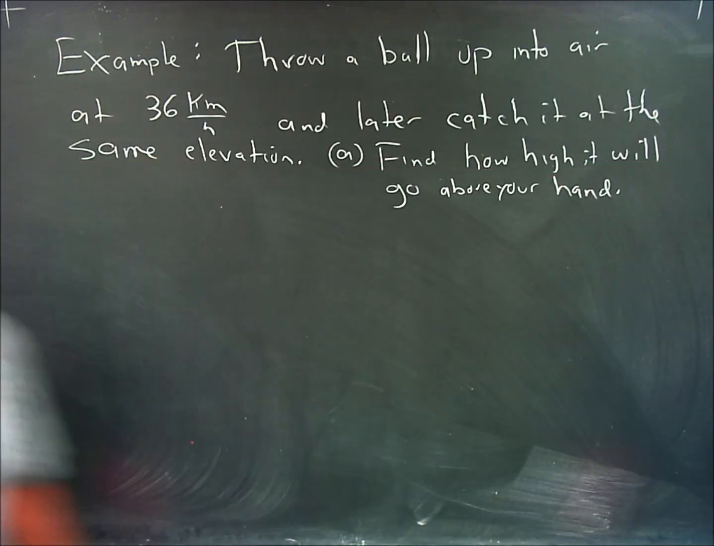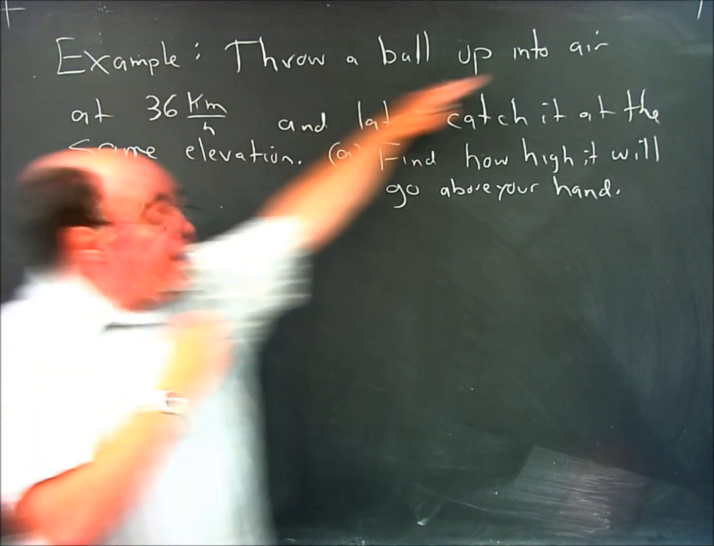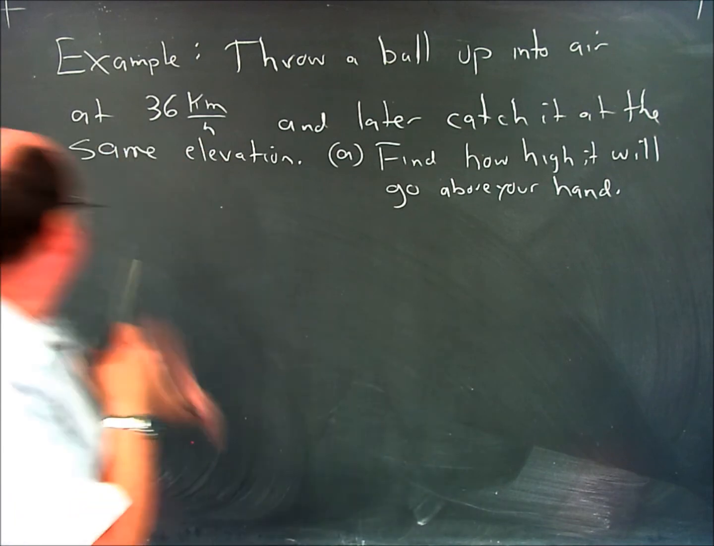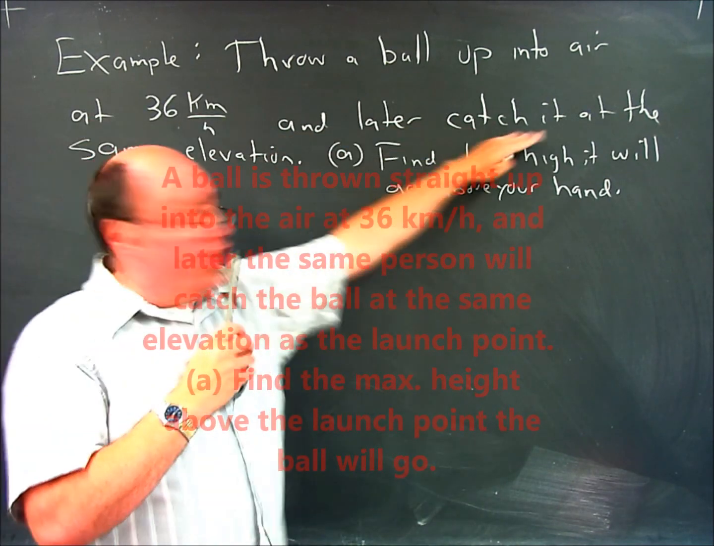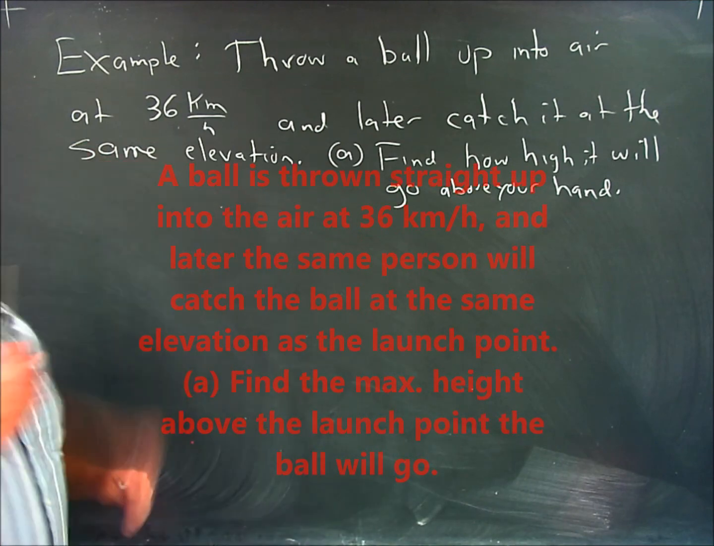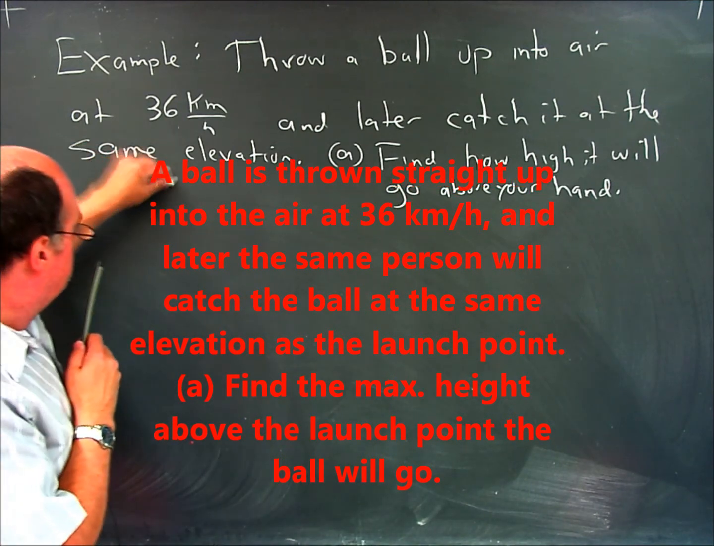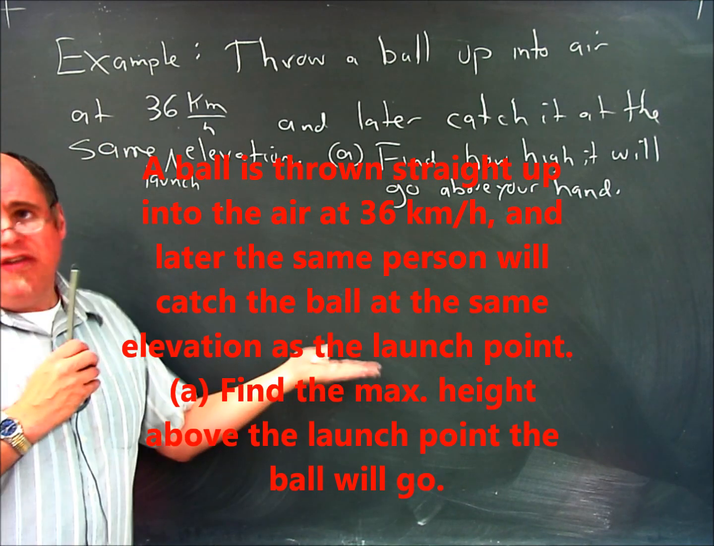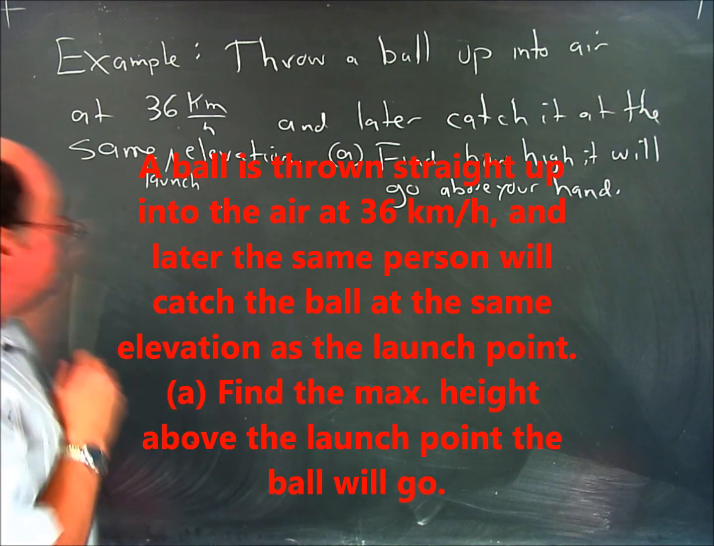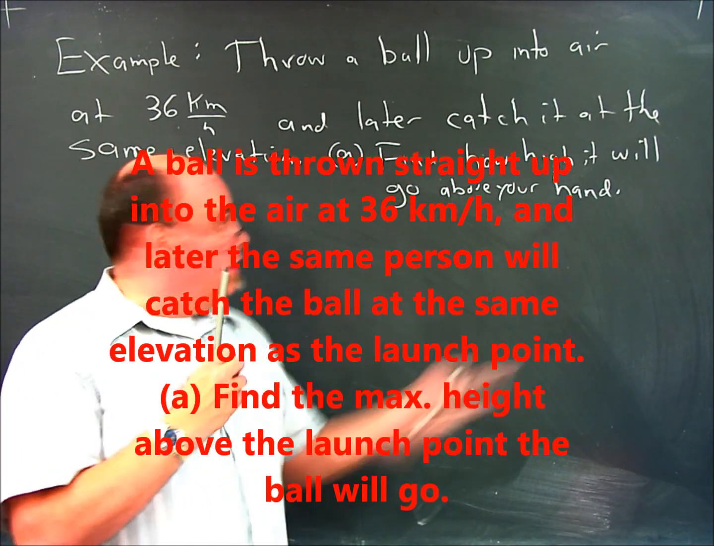Okay, so here's a sample problem again. So what I have is someone's going to throw a ball straight upward into the air at a speed of 36 kilometers per hour. And later they're going to catch it at the exact same elevation. At the same launch elevation, it should say. Okay, so they're going to throw it up at one elevation and just catch it at the same elevation. So the first question is find out how high up the ball will go above the hand.